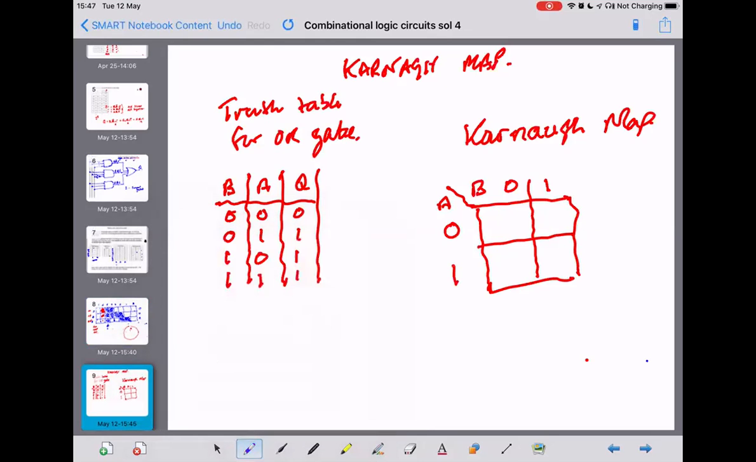Now, in this box, what is the output condition Q? In this one here, we've got the output condition when A is off and B is off. That is a 0. This column is when A is off and B is on, which is a 1. And then this column is when A is on and B is off, so that's a 1 as well. And the last column is when they're both on. So we end up with a Karnaugh map like so.